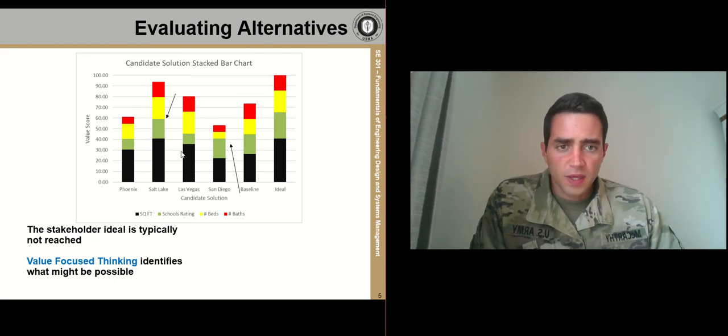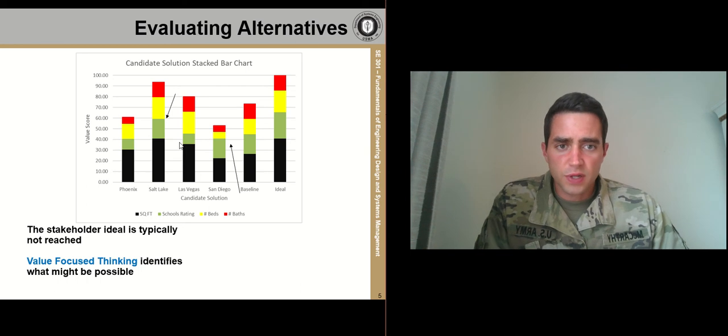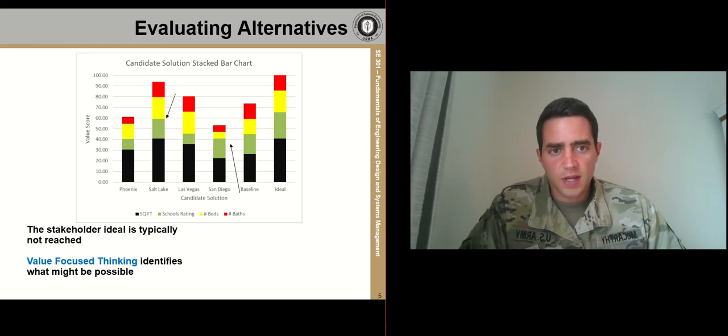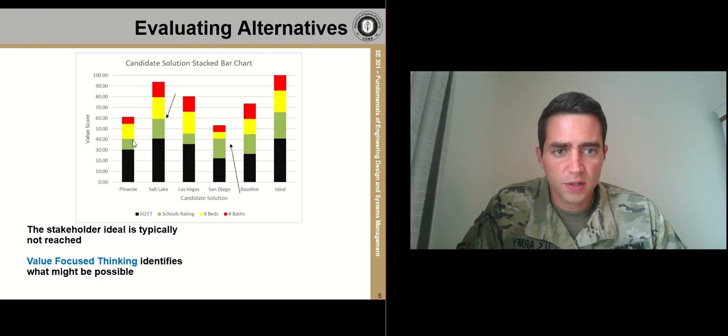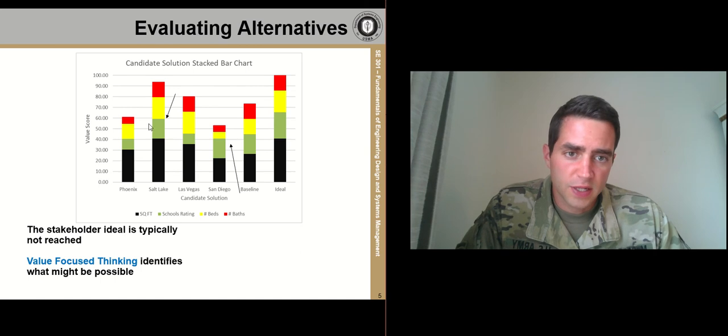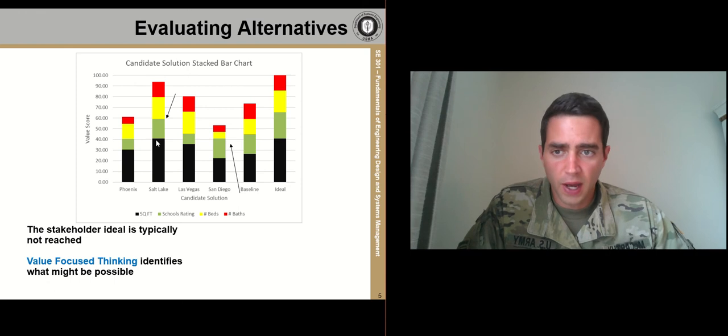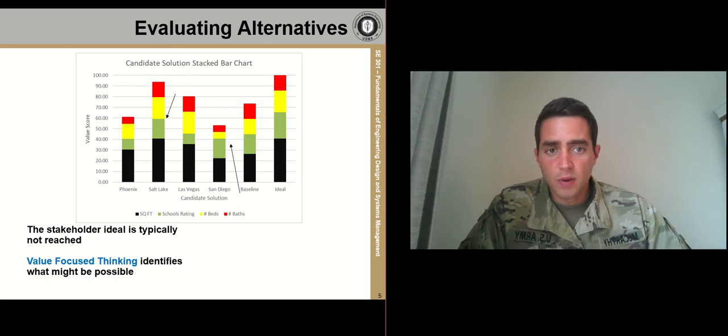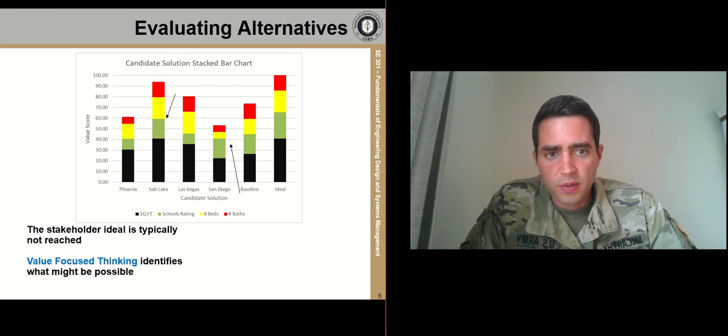And the key here is to find what that optimal solution is, and oftentimes it is not going to be one of these bars. It's not going to be an alternative that we've previously defined. It's going to be an alternative that we need to improve. So one of the first things to identify is that our ideal is rarely ever reached. In this case here, we're getting pretty close to the ideal, just the way that this problem is working out. One of our locations, or one of our houses, is close to the ideal, but in most cases, the stakeholder ideal is typically not reached.